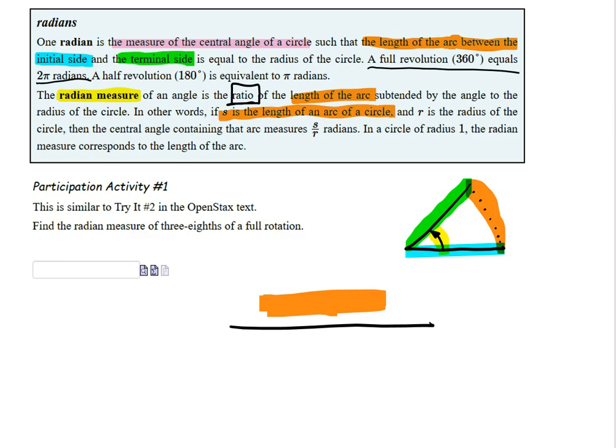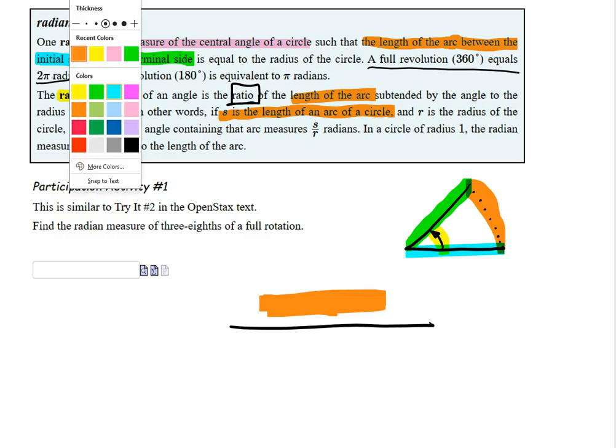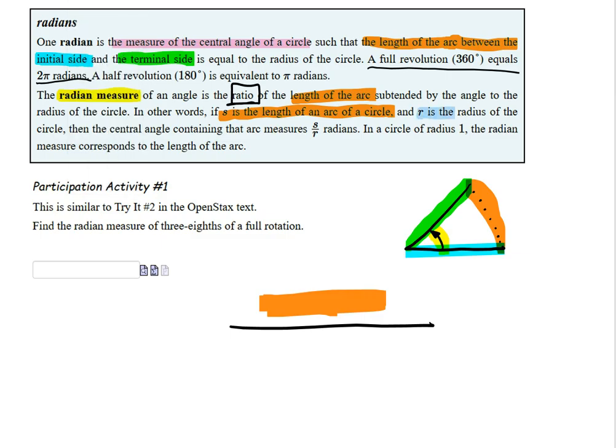In other words, if S is the length of the arc of the circle, and R is the radius of the circle, that's what's going to go down here, then the central angle containing the arc measures S over R radians.